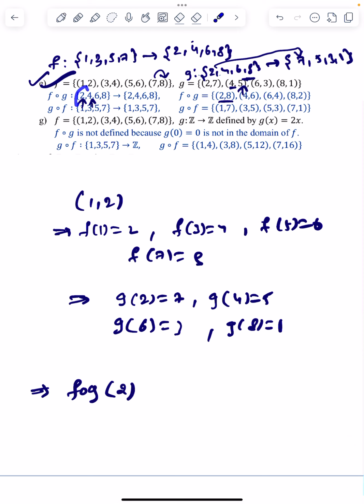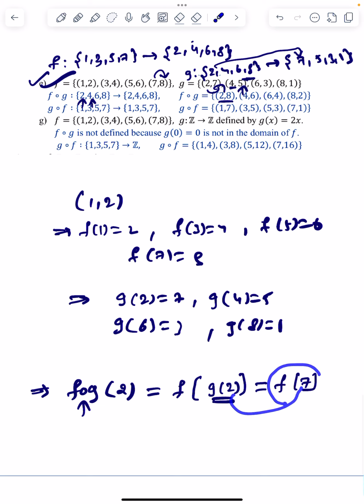Now first, f circle g of 2. The first domain element is 2, and I am applying it. If you remove the circle, place the brackets: f of g of 2. What is the g of 2 value? We know g of 2 is 7, already written. In place of g of 2, I take the value 7. Then what is f of 7? f of 7 is 8. That's why our answer is 8. So for 2, the image value is 8, and that's why you write (2, 8).